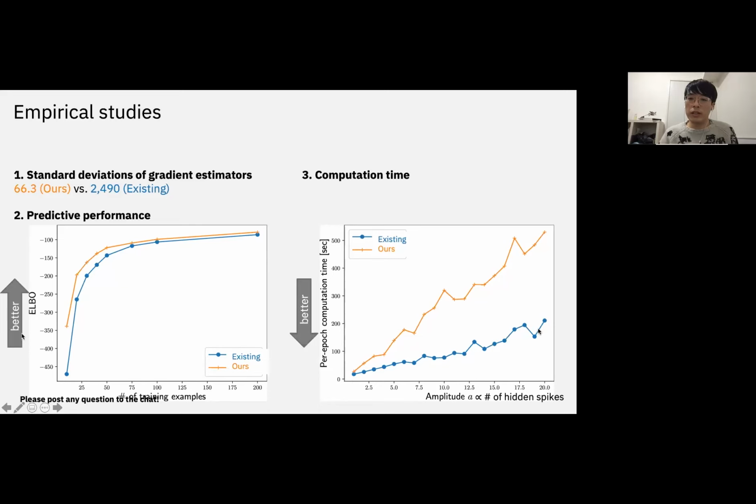So this blue line is the computation time of the existing method, and the orange line corresponds to our computation time. And the x-axis is related to the number of hidden spikes. As we increase the number of hidden spikes, it requires much more time to train a neural network. And as we can see from this figure, our algorithm requires about 3 times the computation time as compared to the existing method. So this is apparently a limitation of our algorithm, and I want to address this computation time issue in future.